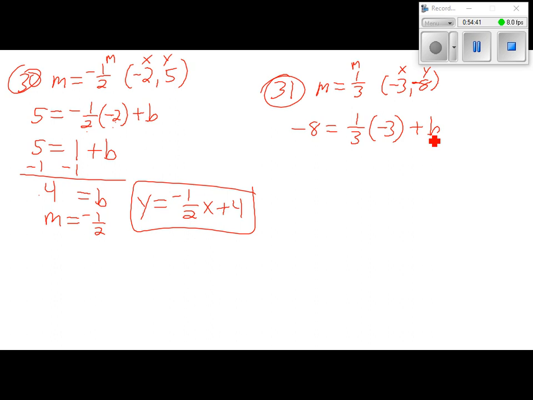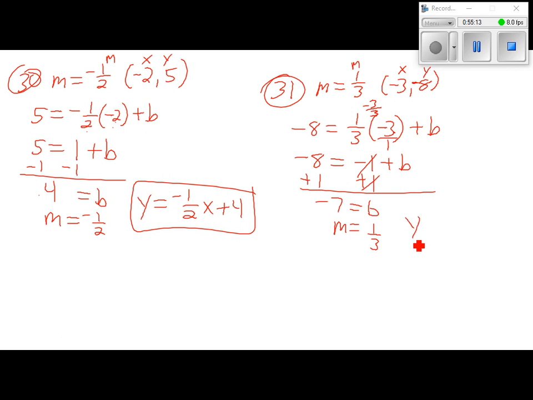Don't get scared just because there's fractions. When you multiply these two, you just multiply 1 times -3, that's -3. 3 times 1 is 3, so you've got -3 over 3, which just reduces down to -1. So you've got -8 equals -1 plus b. Add 1 to both sides. These cancel out, you're left with b equals -7. They told us that m was 1/3. We write our equation, y equals, our slope is 1/3, times x, minus 7. That's our equation.